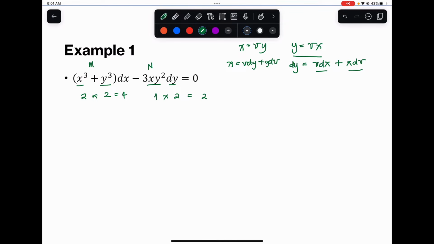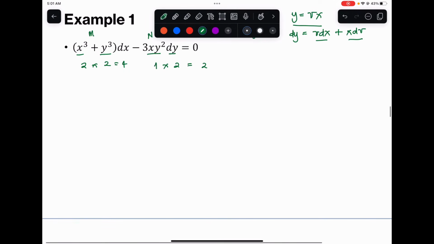Okay, going back. So we're going to use y equals vx. So we're going to let y equals vx. Therefore dy equals v dx plus x dv. So we substitute then.